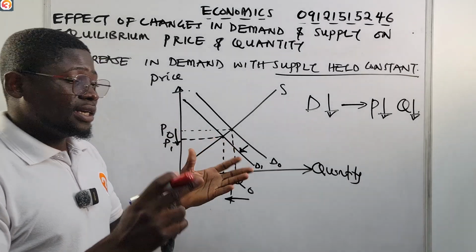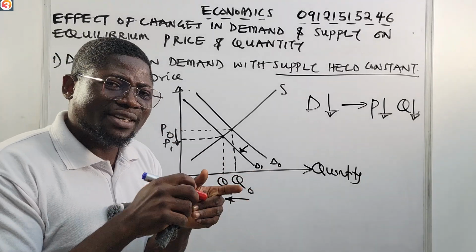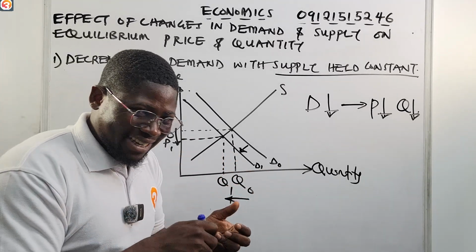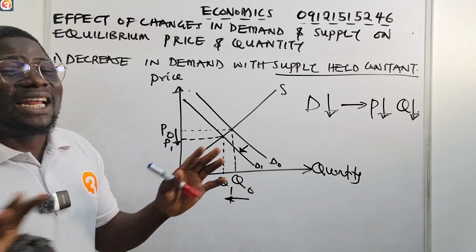Once you increase demand, equilibrium price will increase, equilibrium quantity will increase. Once you decrease demand, equilibrium price will decrease, equilibrium quantity will decrease. Okay, so it's very, very sweet. Demand is very, very sweet.